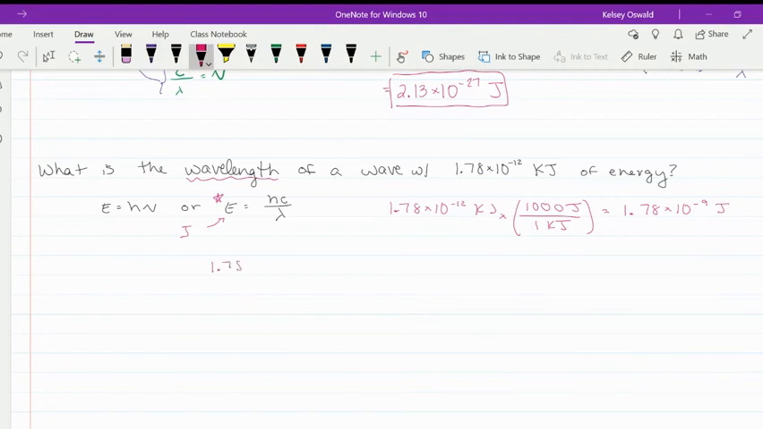So we can do 1.78 times 10 to the negative 9th is equal to hc over our wavelength. Before I plug in the values for my h and c, just to make it a little bit easier on ourselves, I'm going to get wavelength by itself first. Okay. So in order to get wavelength by itself, I need to get it out of my denominator. So I'm going to multiply each side by wavelength. This leaves me with wavelength times 1.78 times 10 to the negative 9 is equal to hc. Now I can see that if I want to get my wavelength by itself, I'm going to have to divide each side by my energy.